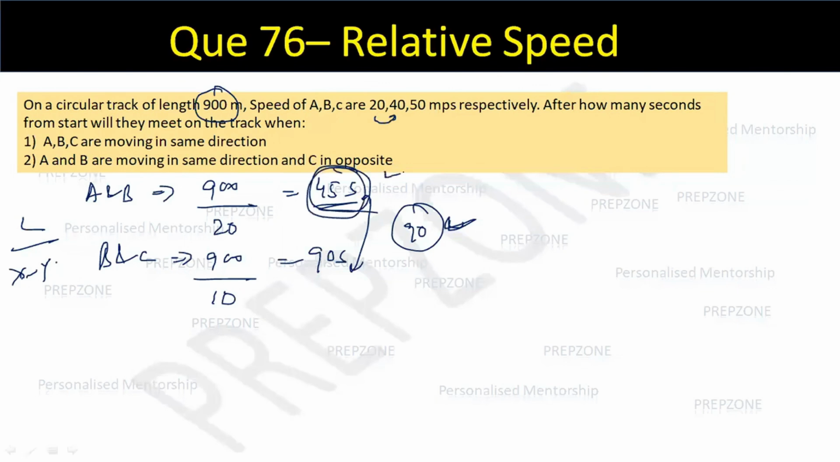A and B will meet after 45 seconds and B and C will actually meet after what? 10 की जगह relative speed will be 90 because they are moving in the opposite direction, B and C, so they will meet after 10 seconds. So now LCM कितना होगा? 45 and 10 का, it's again 90. So answer of both the questions has to be 90.